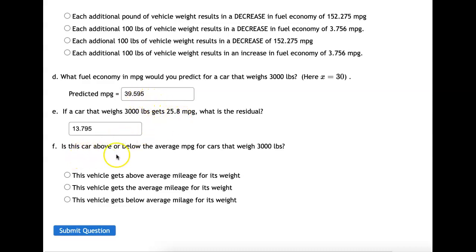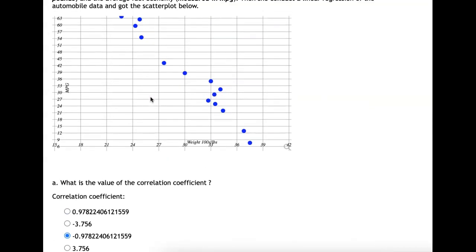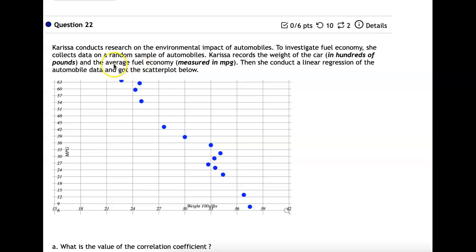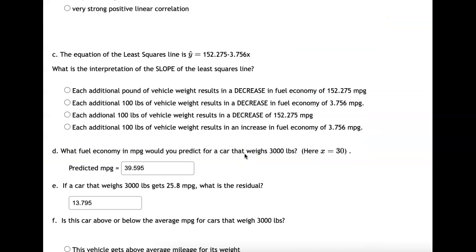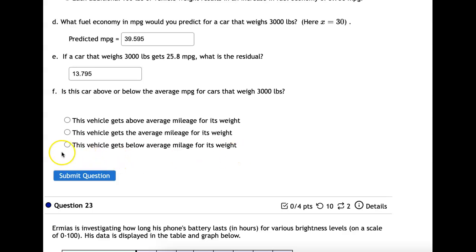F says, is this car above or below the average miles per gallon for cars that weigh 3,000 pounds? Excuse me. And so we could even picture the graph. This is below 39.595. If we go back up and read the question, it's saying that the miles per gallon is the average fuel economy. This data is giving the average fuel economy. And so since that value would be below that, we would say this value gets below average.